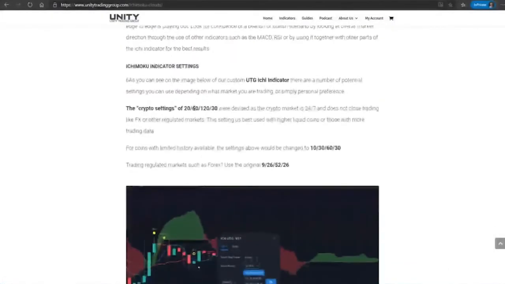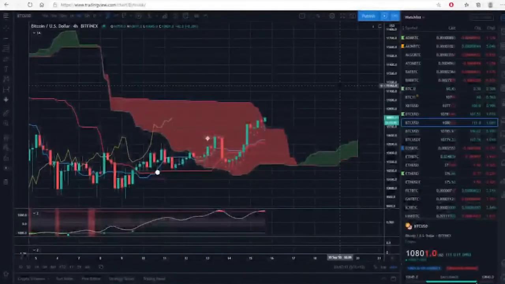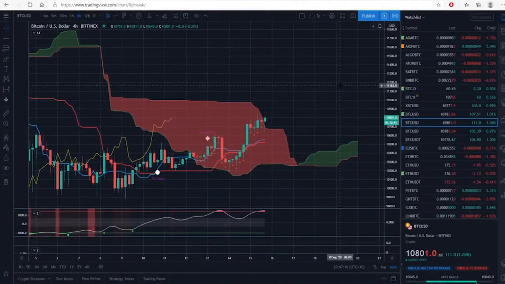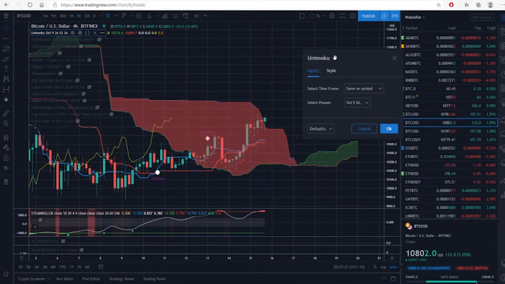All right, edge-to-edge trades. Now, let's look at the crypto settings, and this is why Unimoku is, in my opinion, the best Ichimoku indicator. Yeah, I'm biased, but this indicator is so good. Let's go have a look at some of the settings. You'll notice there are 4 different settings, and this is what I love about this indicator. The only ones that I pay attention to 99% of the time are the crypto settings and the standard settings.